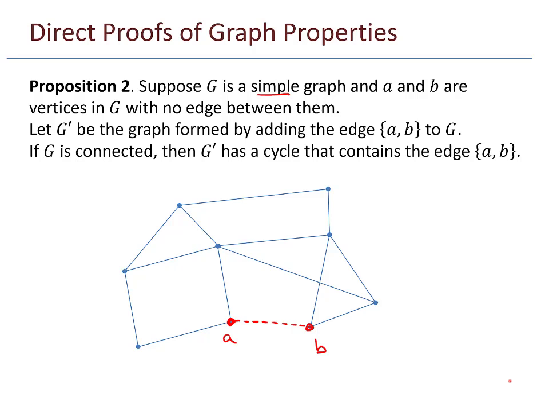Now, in the picture, the original graph G was connected, and so this new thing, you can probably see it, there are lots of cycles that contain my new edge AB. In fact, you might even be able to think how the proof goes. Since the original graph was connected, there's a path from A to B. Let me draw one out. Here's a path from A to B.